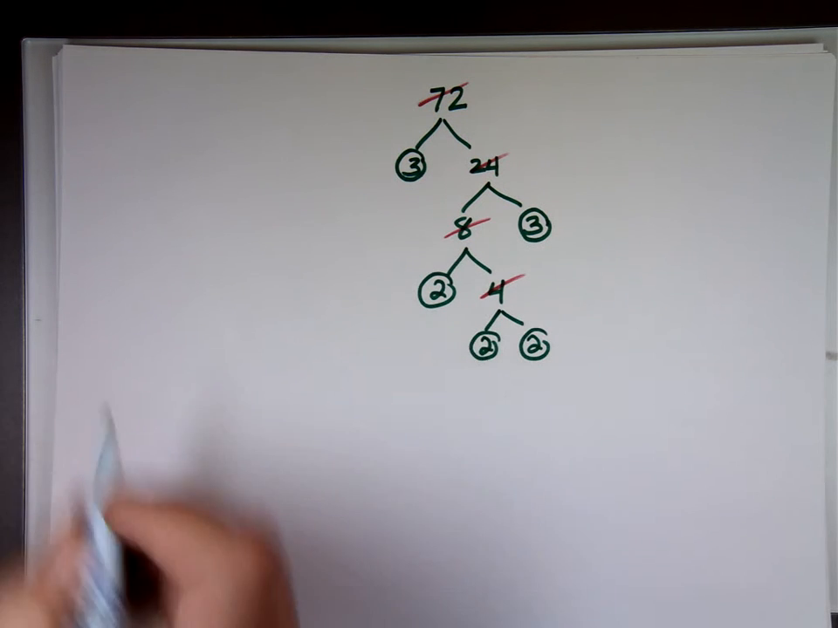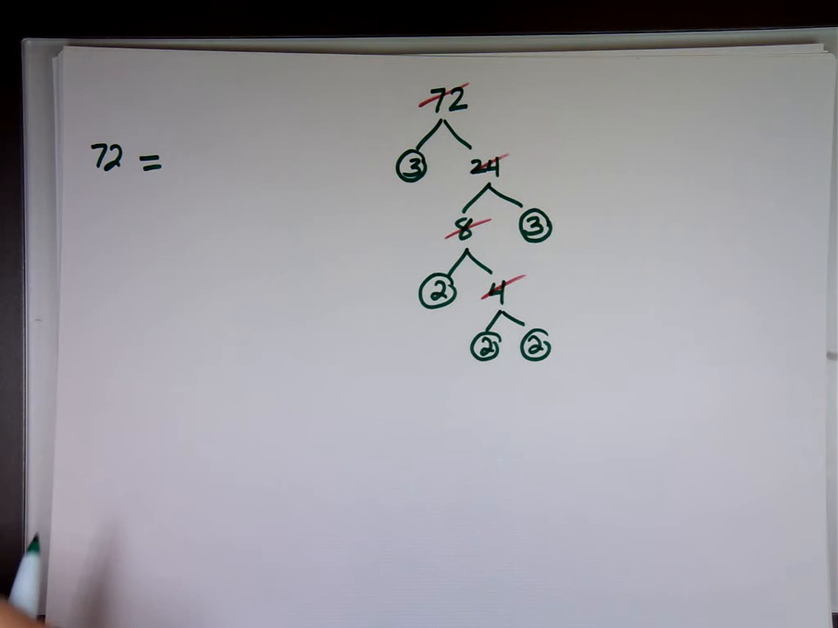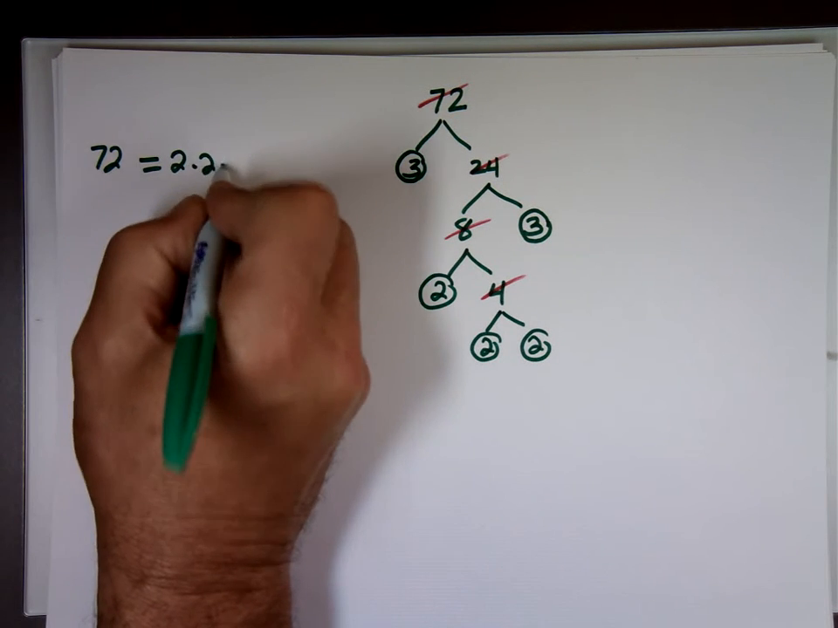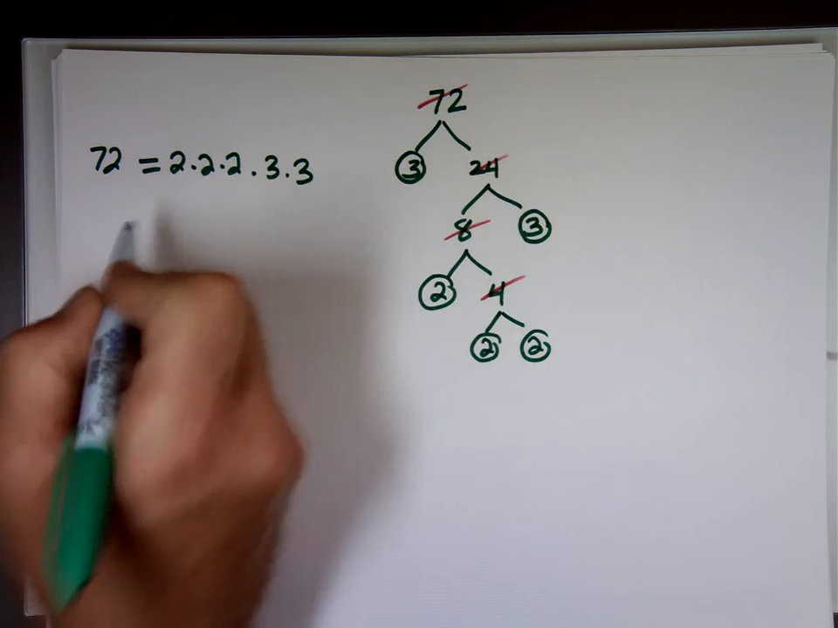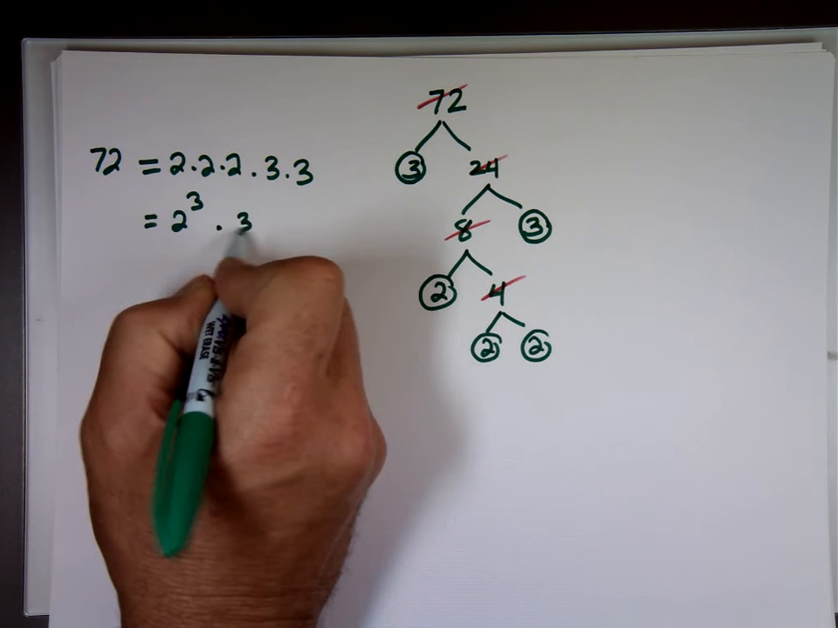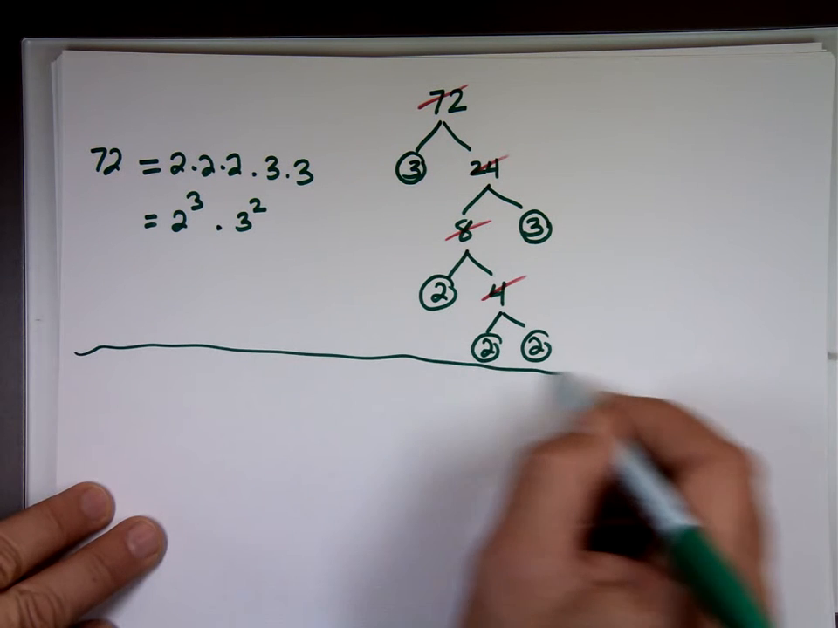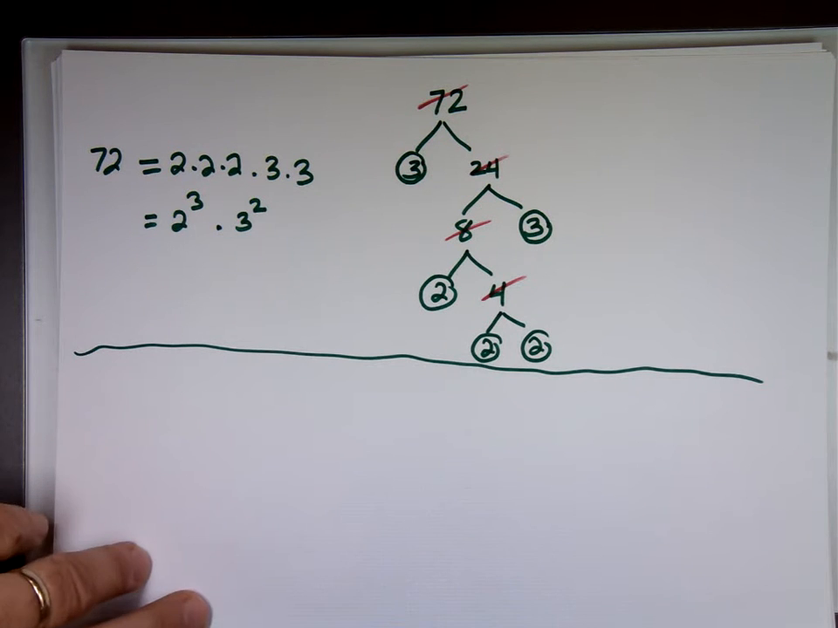So 72 is going to be, let's look and see how many 2's we see there. How many do you see? 3 of them. And how many 3's? 2. So it's 2 to the third times 3 to the second. One more to try it. 80.